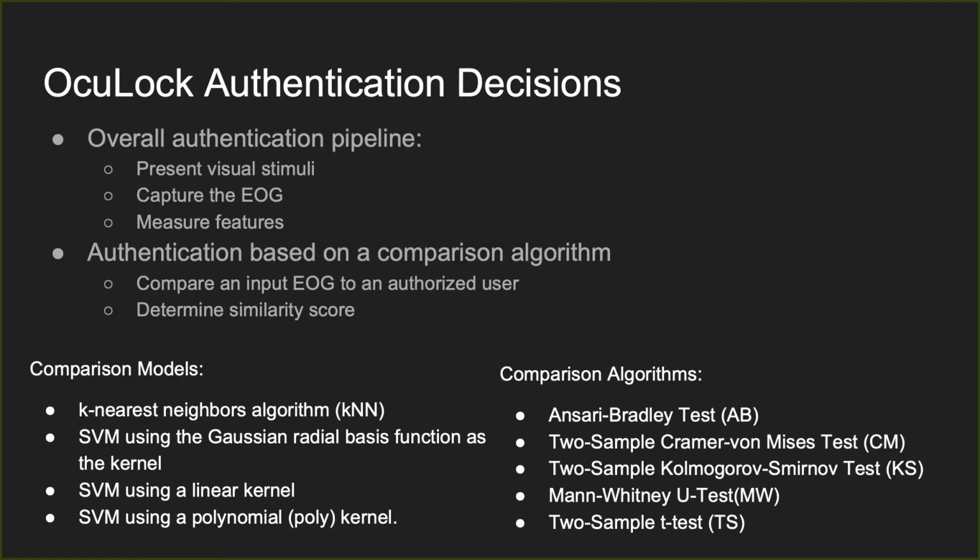Okay, so coming to the authentication decision. So we talked about how we can present these visual stimuli, and from these we can now measure the EOG, and then from that we can measure these different features. So coming to the authentication, we want to compare the input EOG to an authorized user. So similar to the last presentation, there's already been an enrollment phase where we have a set of authorized users, and then we're comparing these authorized users against a new input set of features. And now we want to determine the similarity score. And these are a set of different models and comparison algorithms that they're using. In the end, they choose to use the A/B test as the final comparison algorithm because they find that the equal error rate performs well on that one.